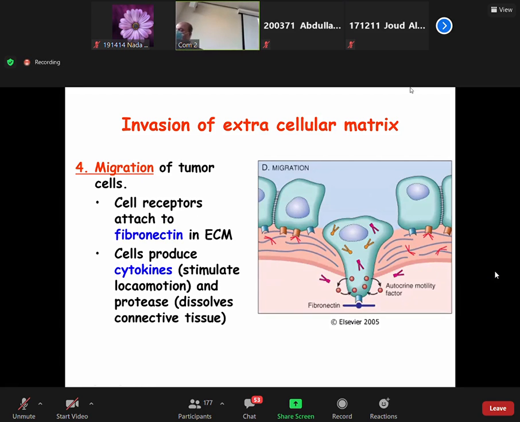In the ECM, through its fibronectin receptor, it's going to bind to it. And at the same time, it will start to make cytokines. Those cytokines are going to stimulate locomotion. If you look at those cytokines, the autocrine motility factor loop, what does it look like to you?